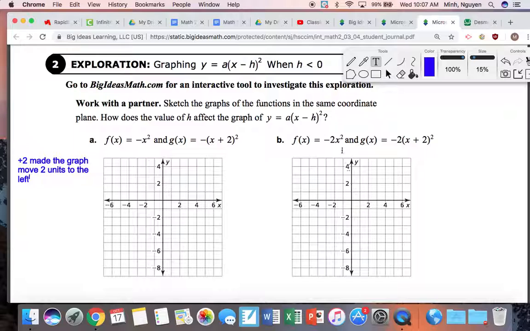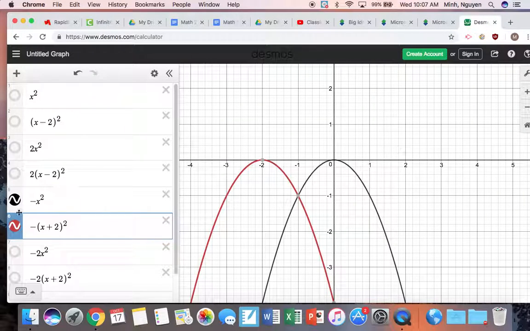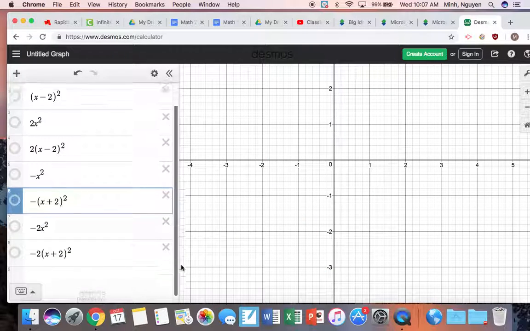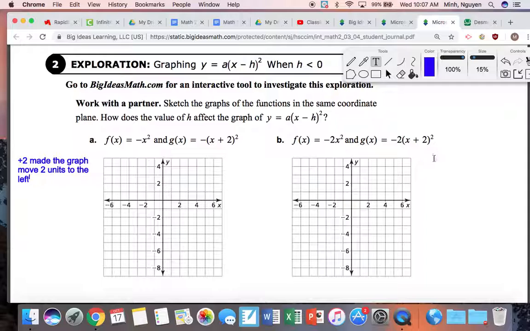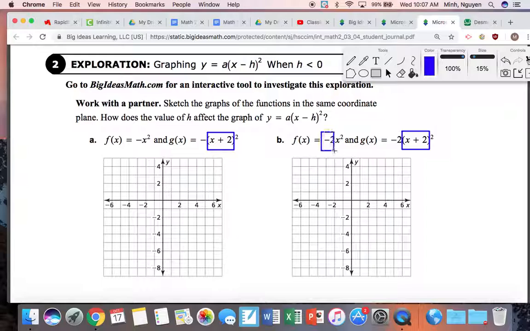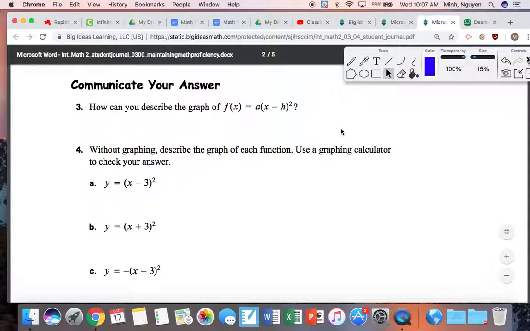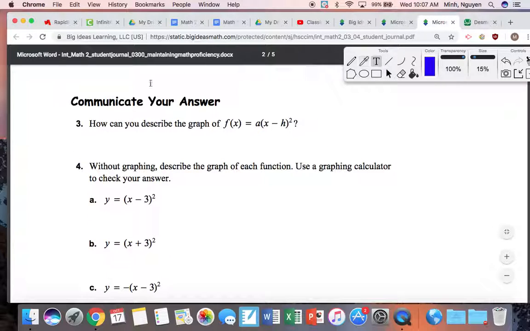And lastly, negative 2x squared and negative 2 times x plus 2. So we have negative 2x squared, which would make it skinnier or narrower. And then we have the x plus 2, which makes it a translation. So again, here as well, the graph moves 2 units to the left. And that's all to clarify because of the number in the parentheses. This number just controls whether it goes up and down, or whether it's narrow and wide, or vertical stretch and vertical shrink. So, how can you describe the graph?